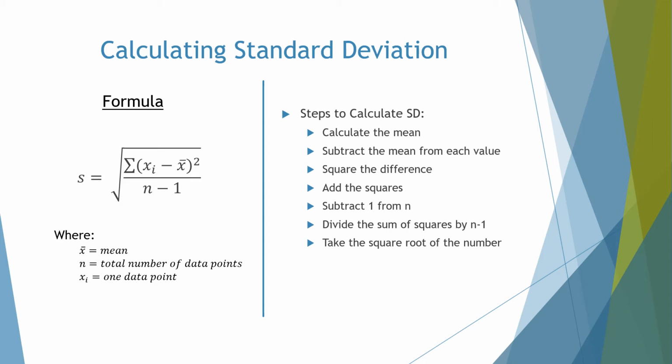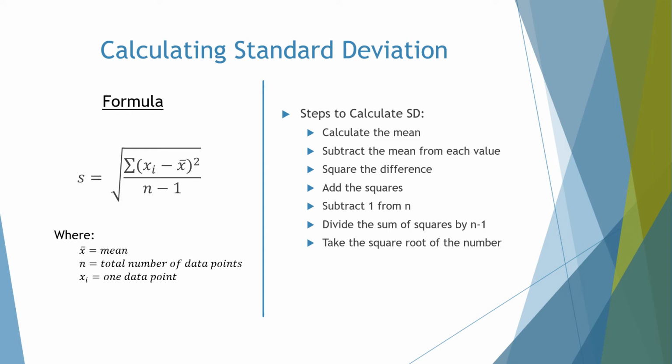So we can break this formula down into steps, and those are listed here. So the steps to calculate standard deviation. First, you're going to calculate the mean. We know how to do that. It's pretty simple. Then we're going to subtract that from each value. We're going to square the difference, add the squares. Then we're going to subtract 1 from n, and we will divide the sum of the squares by that n minus 1 number. Then we take the square root of that number, and that will give us our standard deviation.